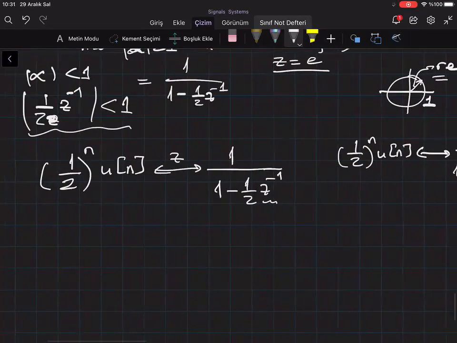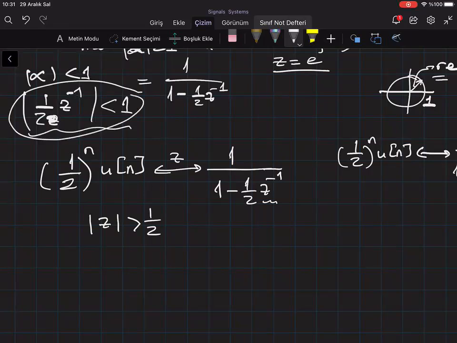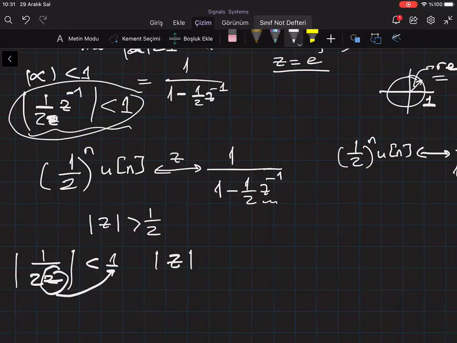But what should we say? The magnitude of z should be greater than 1 over 2. How did I say that? I looked at this one: 1 over 2 z to the power minus 1 less than 1. I'm going to take this one here, and then the magnitude of z is going to be greater than 1 over 2.